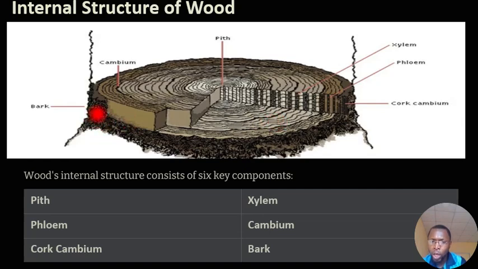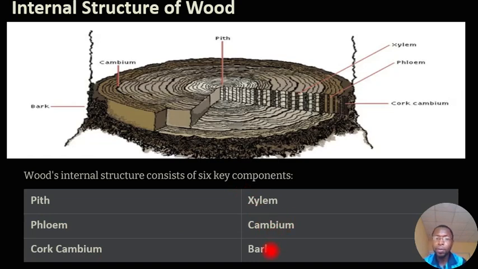So the bark is what we could see, but inside the bark we have the cork cambium, then followed by the cambium itself, and after the cambium we have the phloem. After the phloem, then we have the xylem. The innermost part is where we have the pith. So in summary, there are 6 parts in the internal structure of wood: the pith, the phloem, the cork cambium, the xylem, the cambium, and then the bark.